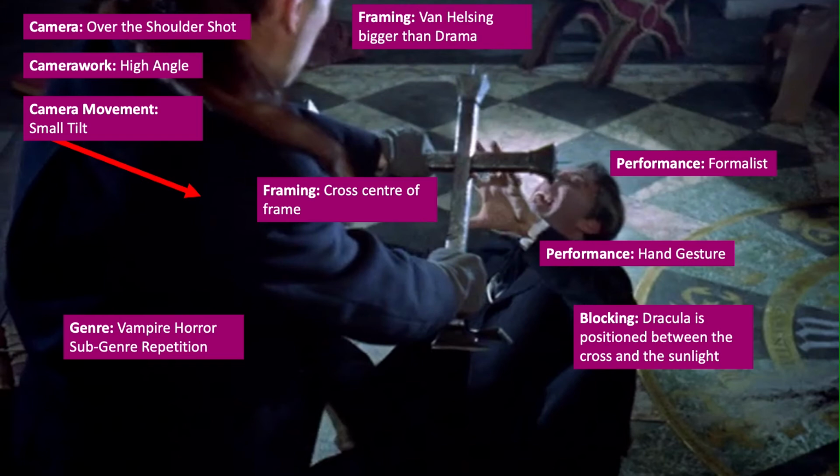Again, his performance is formless for Dracula. It's just over the top, it's exaggerated because he is a creature. He's not like a normal human being, so it needs to be over the top. So think about Joker in the Batman films, very over the top performance.